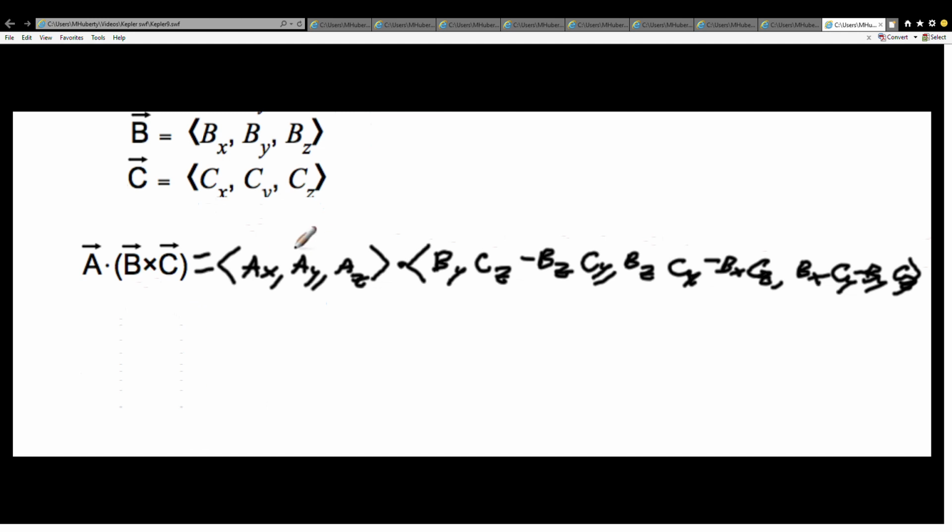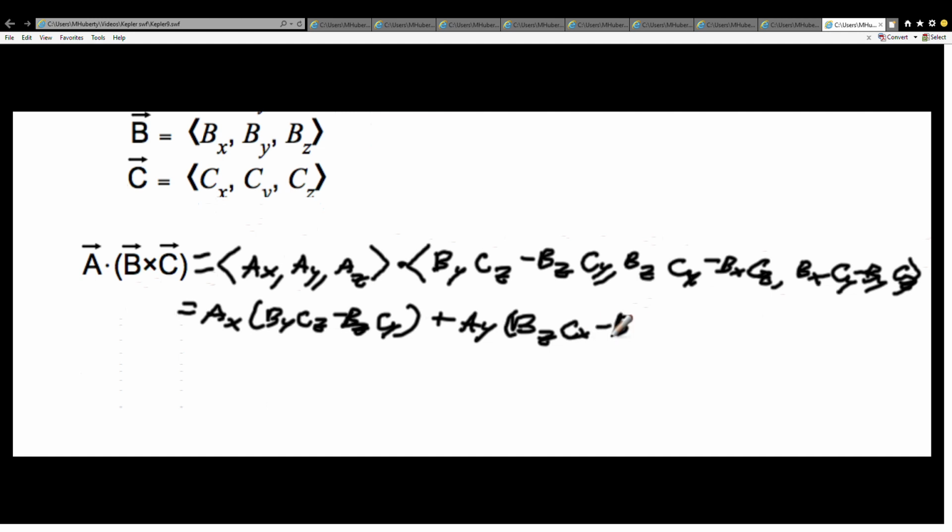So now we're going to do this lovely dot product here. So we have AX, and I'll just multiply it by that first term, BY CZ minus BZ CY, okay, plus the next term, AY times BZ CX minus BX CZ. Getting a little hard to read my writing here, plus AZ times BX CY minus BY CX.